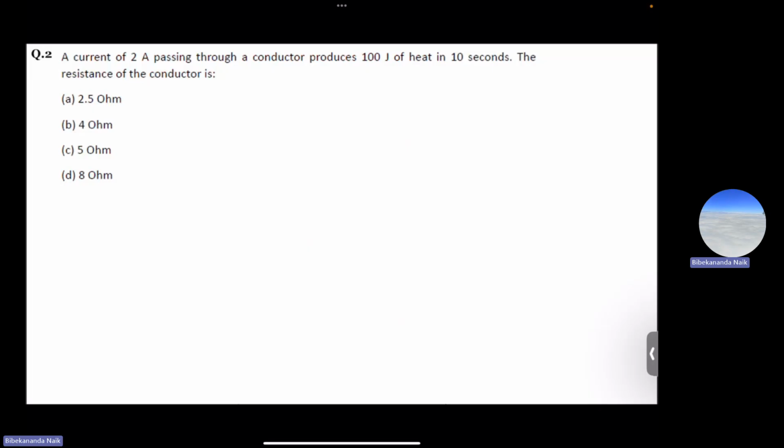So it is again similar to the previous concept that we are discussing. A current of 2 ampere is passing through a conductor and it produces 100 joule of heat in 10 seconds, and we need to find out the resistance of the conductor. So I'll give you a few minutes to solve this question and then we will discuss.